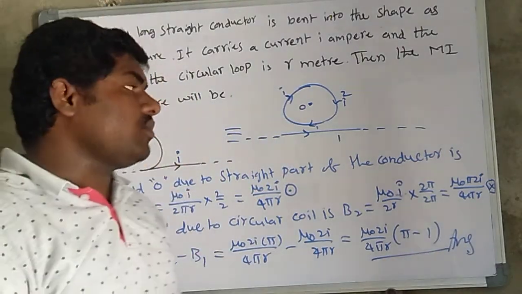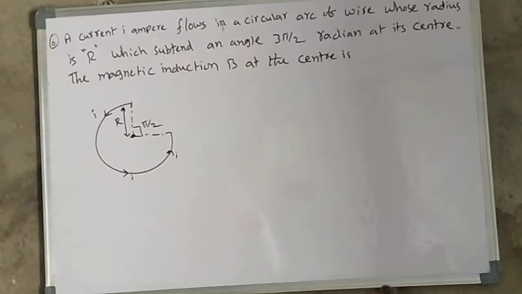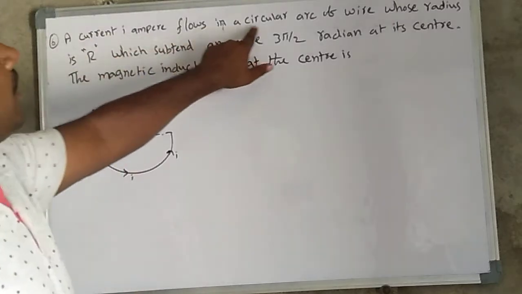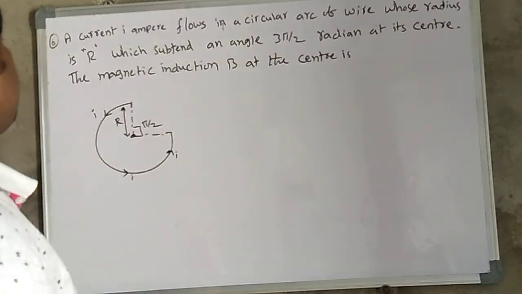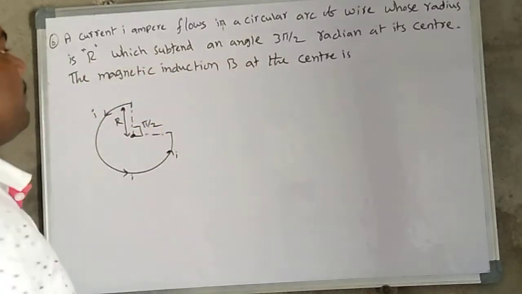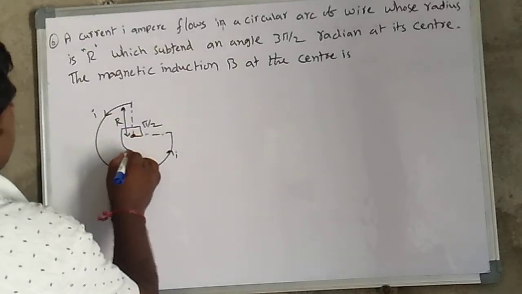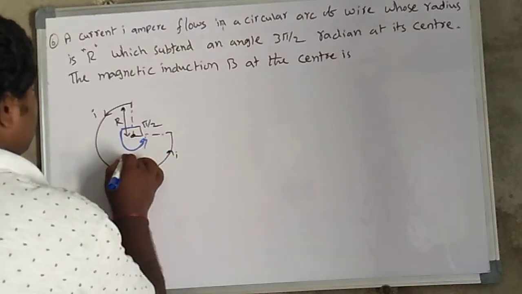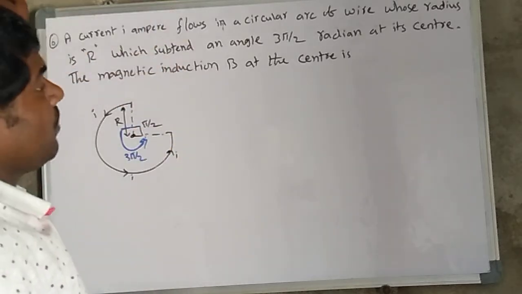Whenever they are asking this type of question, you may do like this. Another important model, a current I ampere flows in a circular arc of wire whose radius is R, which subtends an angle 3 pi by 2. So here it means this angle, here to here, 3 pi by 2. Here the remaining angle, this removed part angle, is pi by 2.